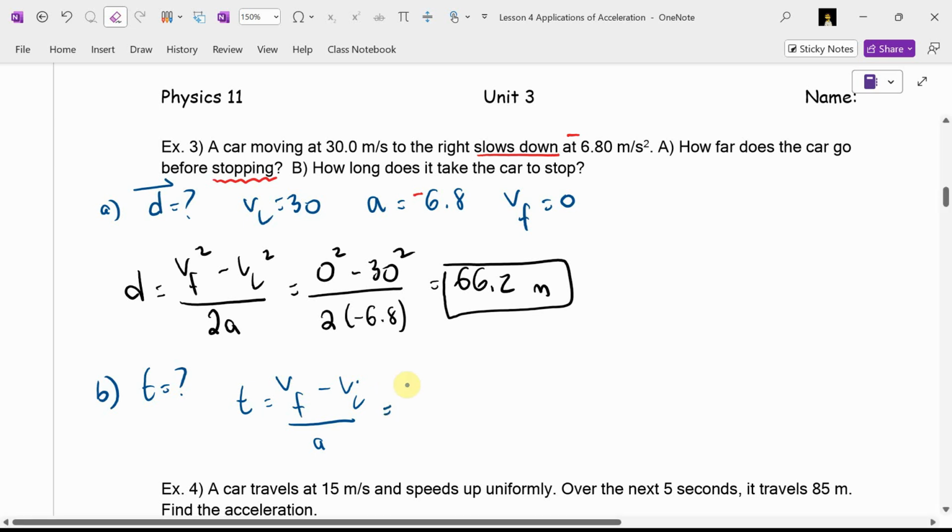VF was 0, squadoosh. VI was 30. A was negative 6.8. It's time. I better get a positive. If I don't, I've messed up.